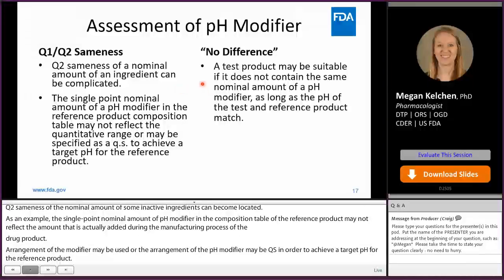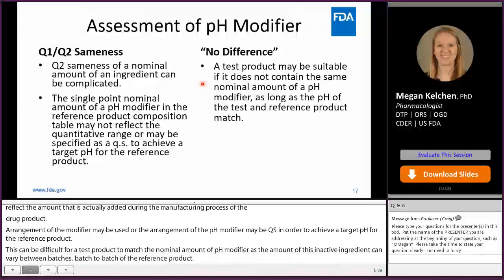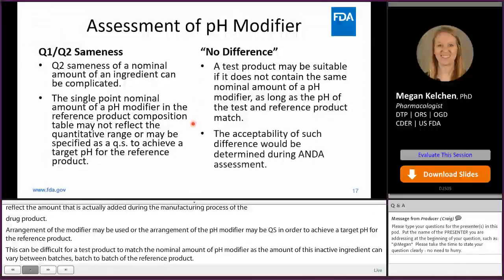Under the no difference standard, a test product may be suitable if it does not contain the same nominal amount of pH modifier, as long as the pH of the test and reference product are matched. In all of these examples, the acceptability of such differences would be determined during ANDA assessment.